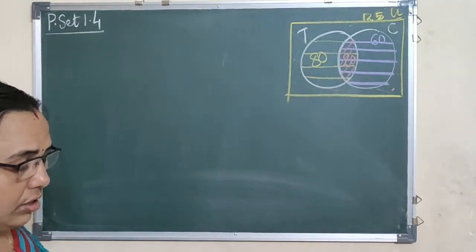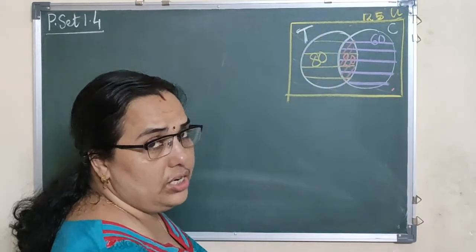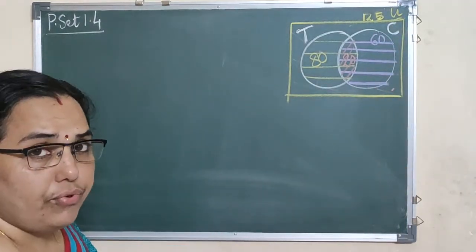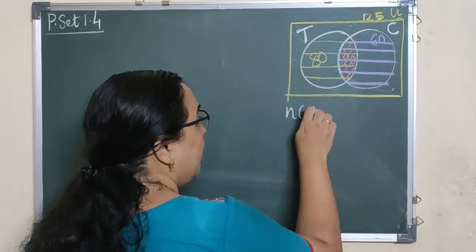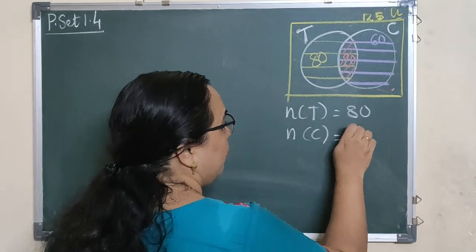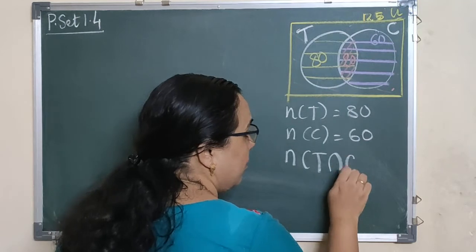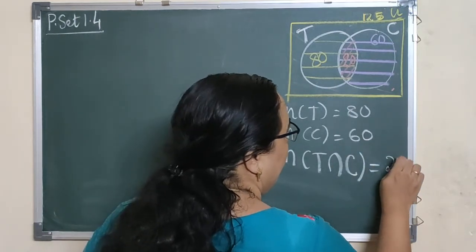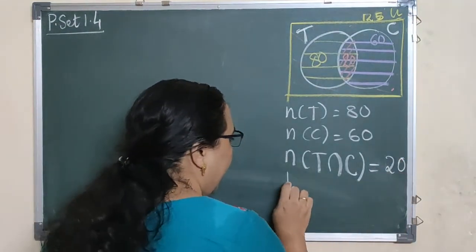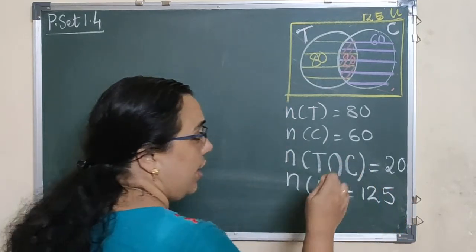Got it, girls? So, if I have the set T as the set of students who drink tea, C is the set of students who drink coffee, N of T is given to me as 80, N of C is given to me as 60, N of T intersection C is also given to me as 20, right? N of U is given to us as 125.